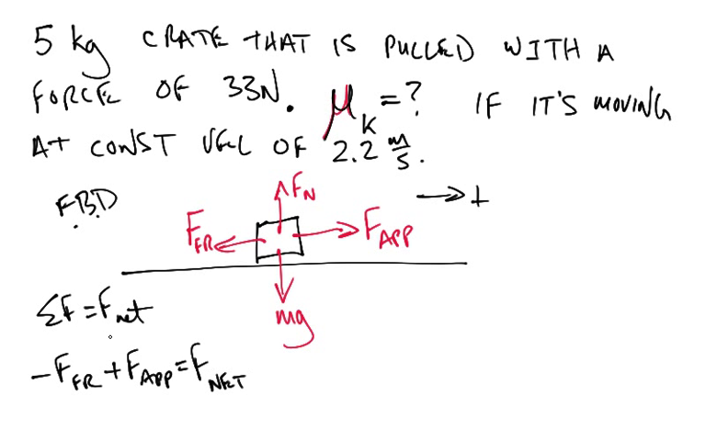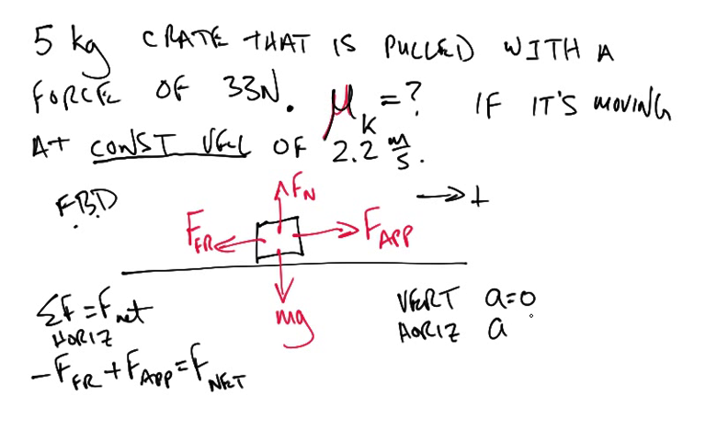Now the other thing is, this is in the horizontal direction. But vertically, there is no acceleration. Vertically, the acceleration is 0. It's not moving up or down. Not only is that true, but also, if you look here, it says constant velocity. Well, that means that horizontally, the acceleration is equal to 0 also.